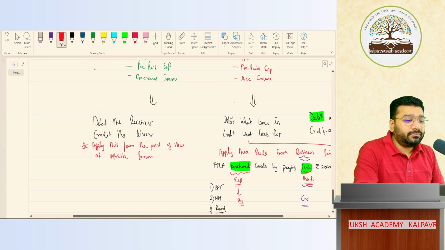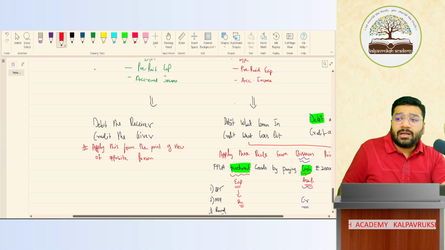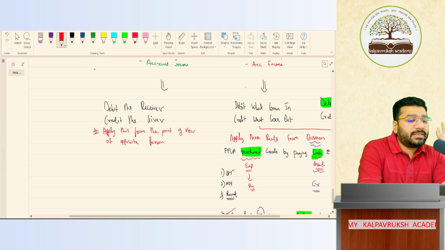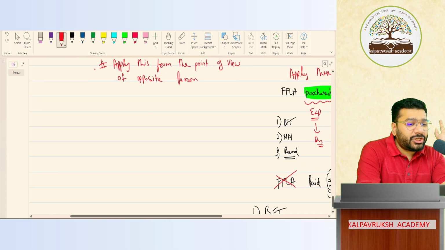Now, for personal account, the rule is debit the receiver, credit the giver. Under this, there are 3 sub-classifications.